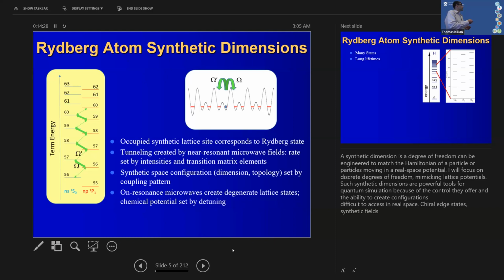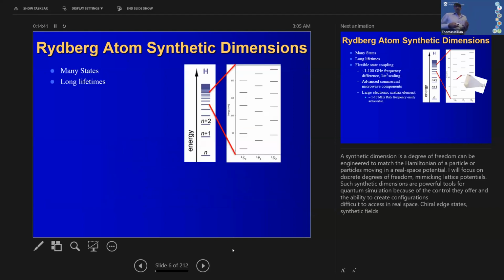If all of your millimeter waves are on resonance, then you create degenerate states. And if you detune the millimeter waves, then you can create different chemical potentials in the synthetic space on each site. So you really have a lot of freedom here. So compared to other platforms for synthetic dimensions, there are several really nice things about Rydberg atoms.